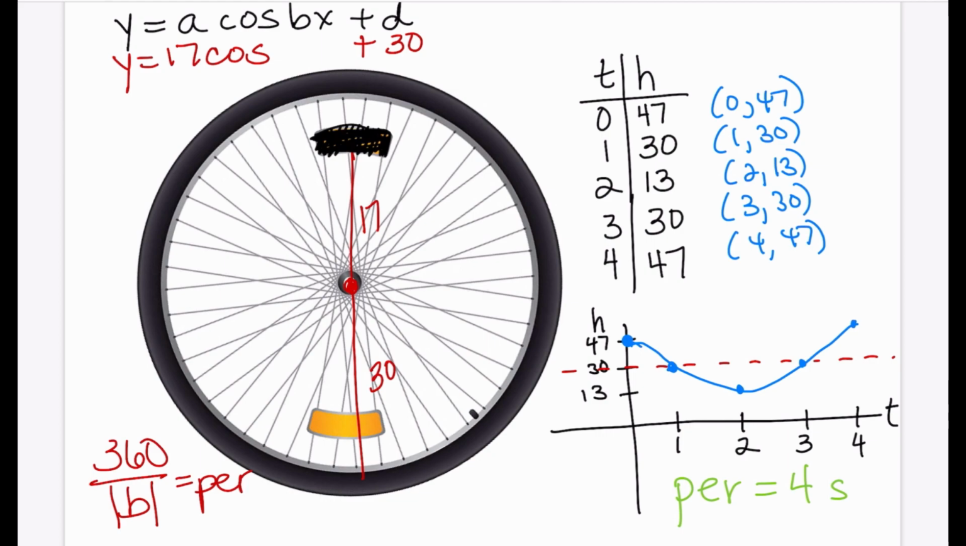If I want to figure out the value of b, 360 divided by some number is going to give me 4. So think about it. 360 divided by what number is equal to 4? The answer is 90. 360 divided by 90 is 4. So that means that I can finish off my equation by writing 90x. So the equation that's going to represent this situation is y equals 17 cosine 90x plus 30.